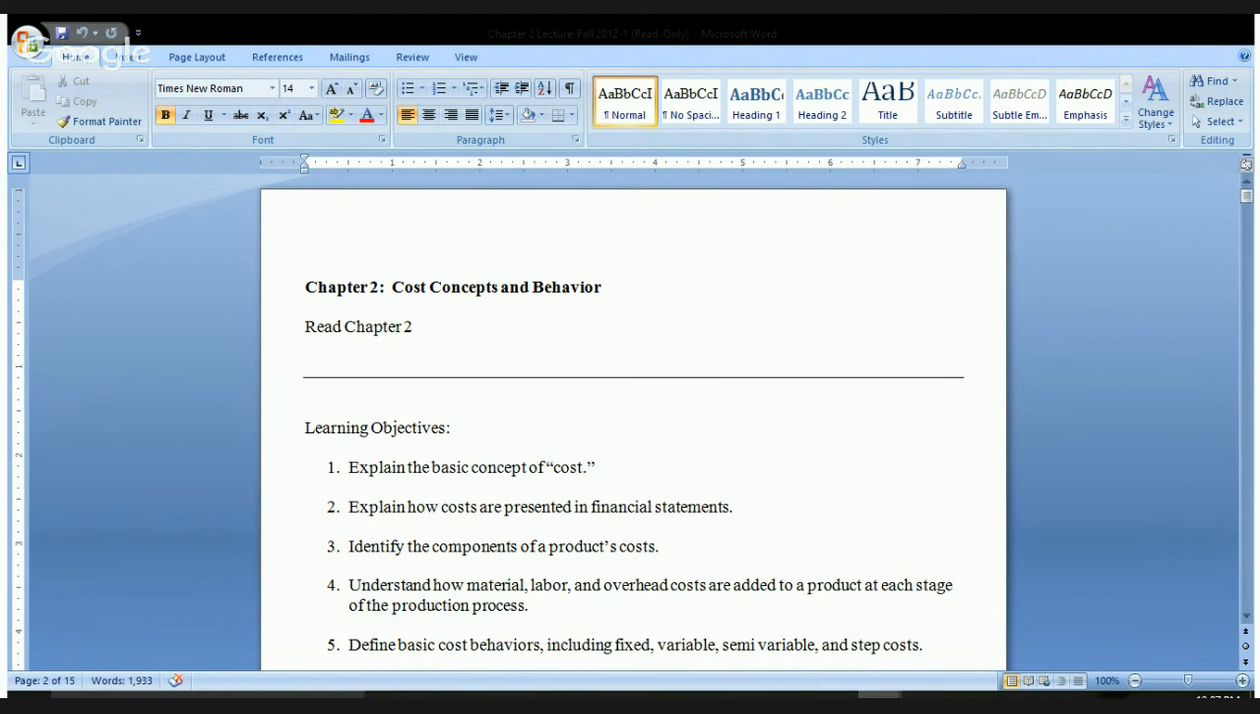Now, my fixed cost is going to be $30,000 no matter what. So I'm going to take the 30,000, divide by the 1,000, and that is $30 per unit. So my total cost per unit is the 30 plus the 8, which equals $38.